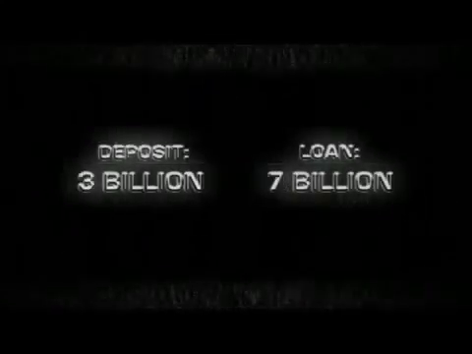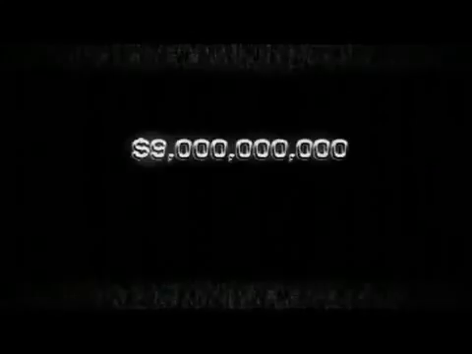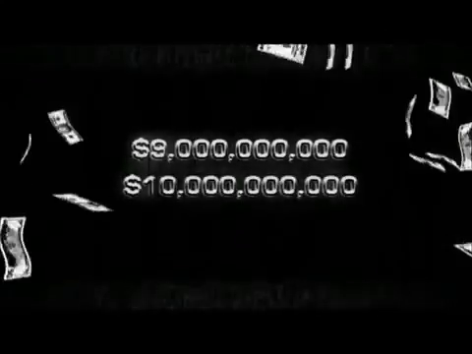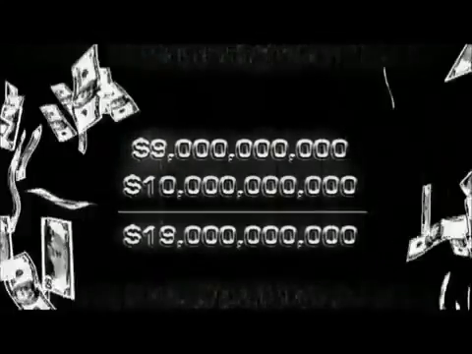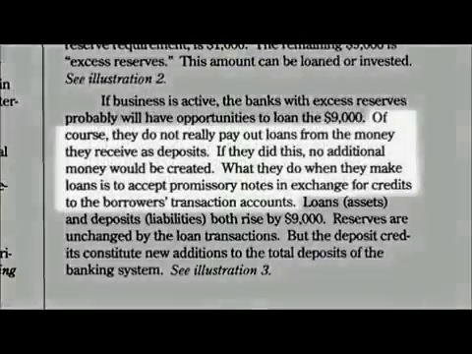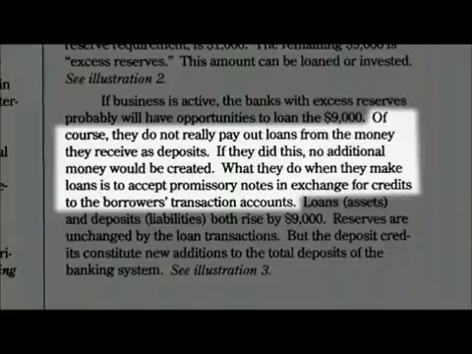Now, it is logical to assume that this $9 billion is literally coming out of the existing $10 billion deposit. However, this is actually not the case. What really happens is that the $9 billion is simply created out of thin air on top of the existing $10 billion deposit. This is how the money supply is expanded. As stated in Modern Money Mechanics, of course they, the banks, do not really pay out loans from the money they receive as deposits. If they did this, no additional money would be created.